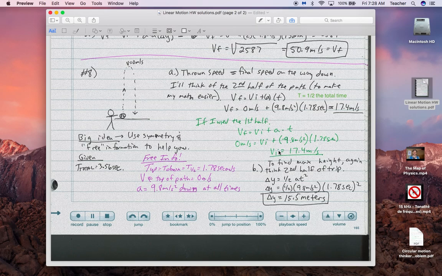If I use the first half of the trip instead of the second to figure out velocity, that means my final velocity at the top is 0 meters per second. I've got an initial velocity up, but acceleration is pointing down. That's why that's a negative 9.8, and that's why in order to get that 17.4. So hopefully those help.